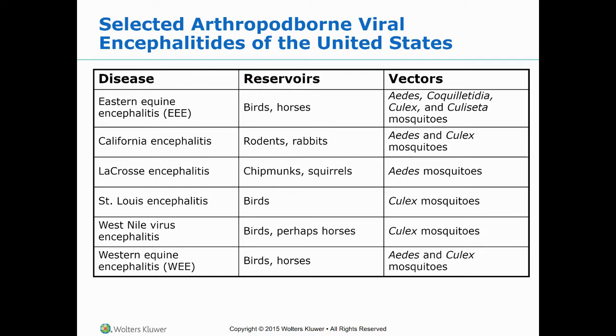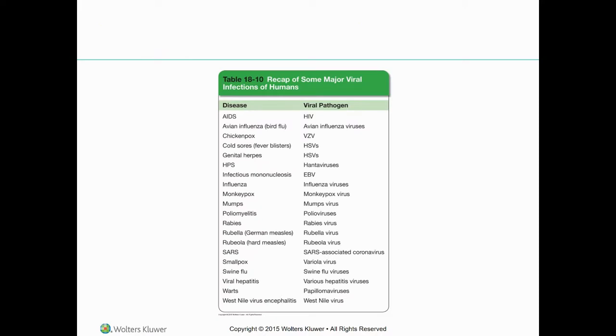Okay, so these are just some arthropod-borne viruses that occur within the United States. For example, with West Nile, the reservoirs are birds and horses, but you can also get it through mosquitoes. These are just some major ones. The ones that I want you to know, I will have in a separate video.